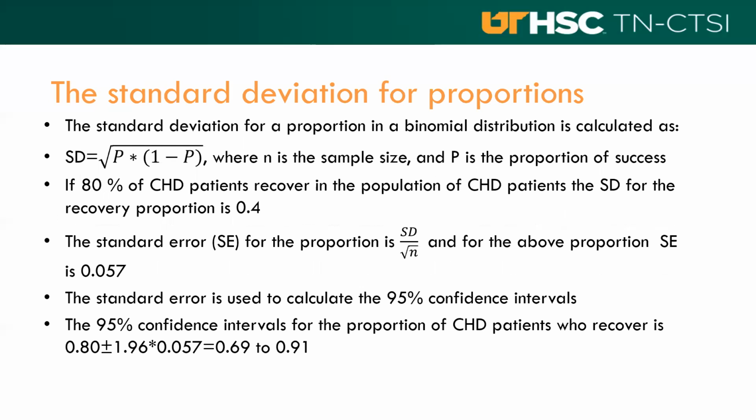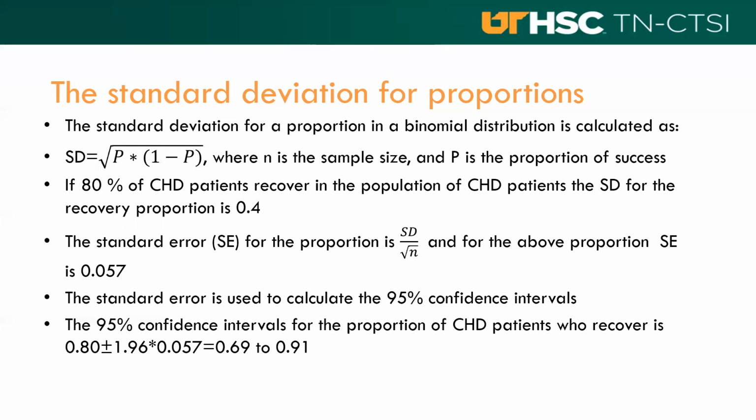Just like for means and the interquartile range, we also calculate the standard deviation for proportions. And it's always important to know it's not good enough to only report the point estimate for a given data point. We have to supplement it with measures of variability, such as the standard deviation. So the standard deviation for a proportion in a binomial distribution is calculated as the square root of the proportion we are interested in times 1 minus the proportion.